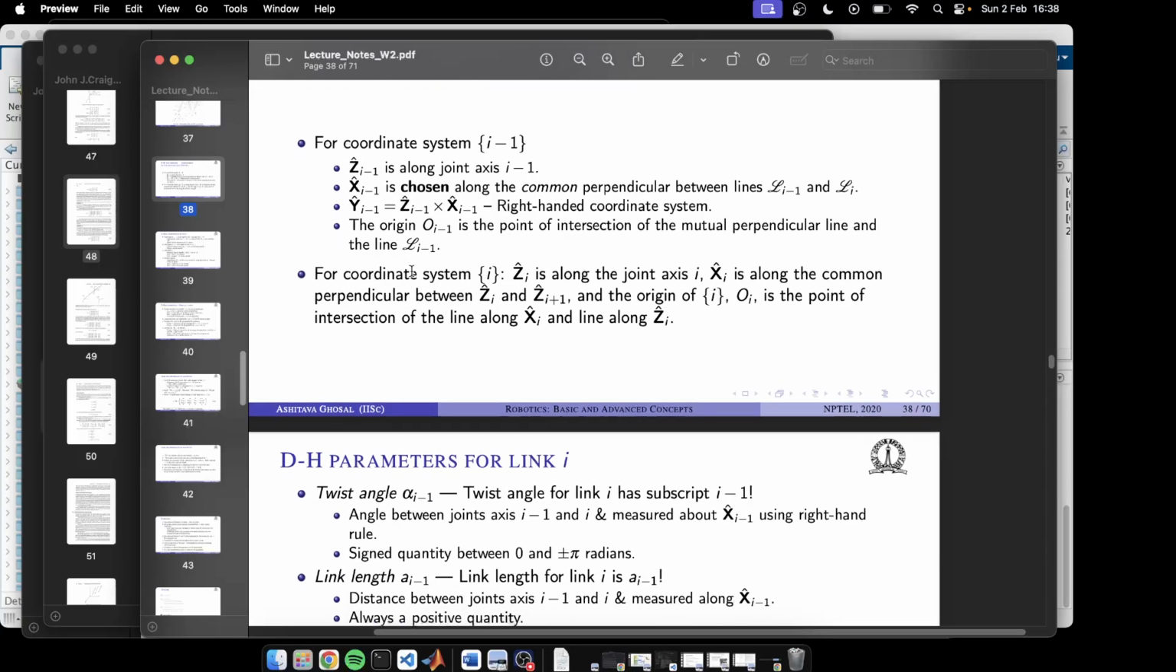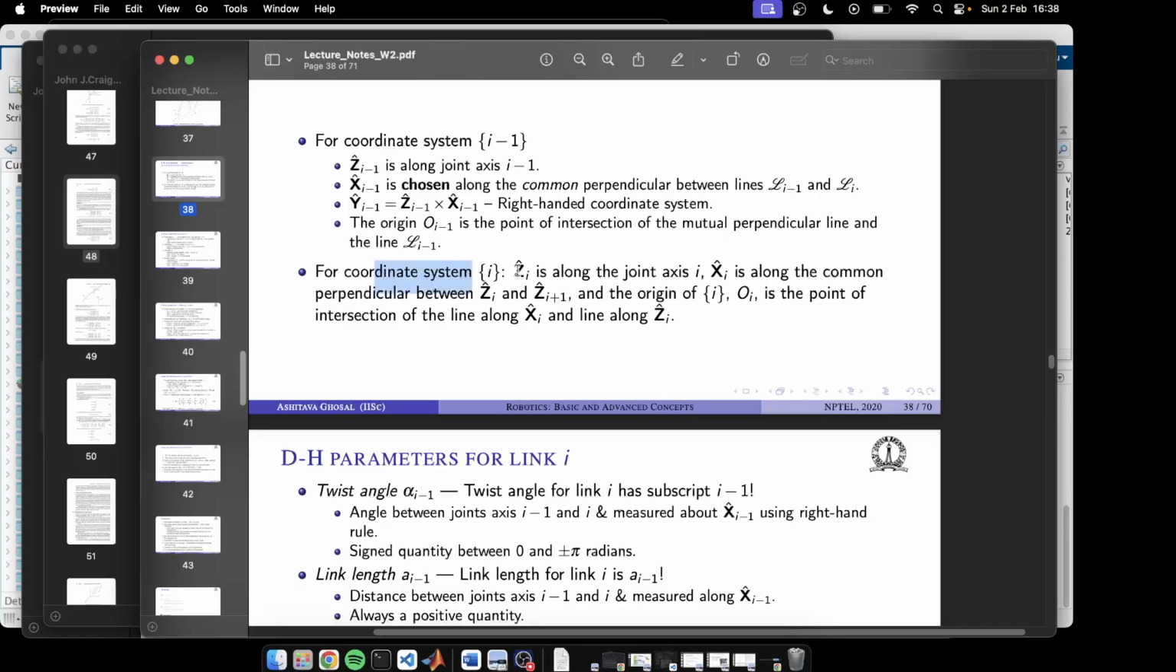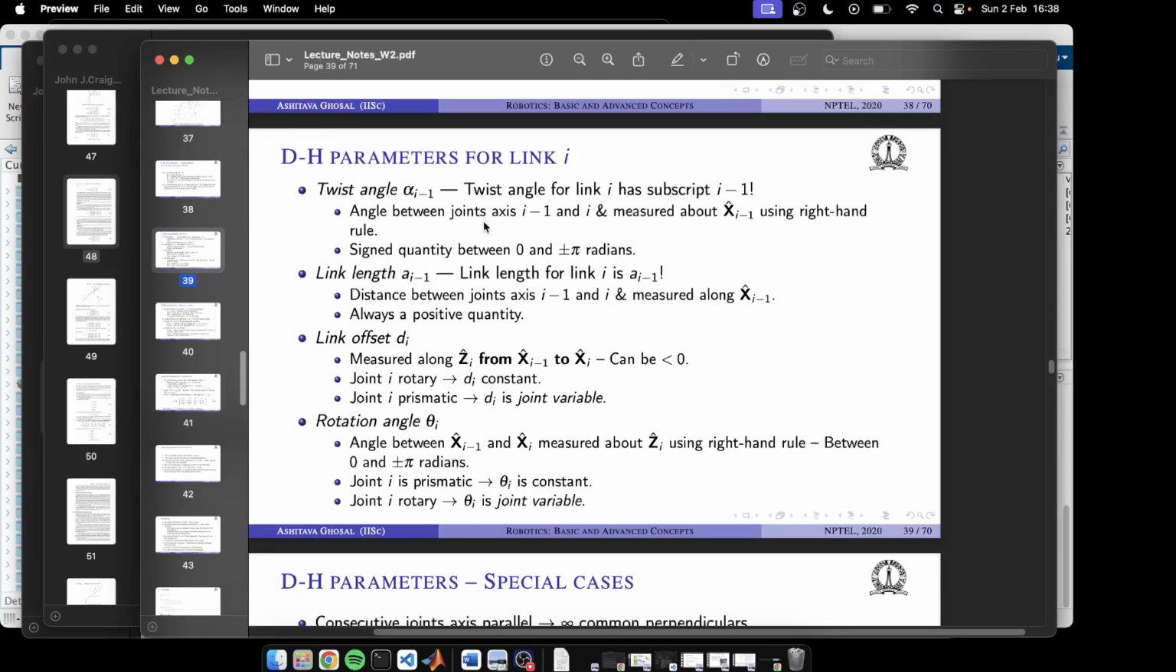Okay, so for coordinate system I, zi is along joint axis I, xi is the common perpendicular between zi and zi plus 1. Okay, and the origin of frame I, OI, is the point of intersection of the line along xi and the line along zi. So where xi and zi intersect, that is the origin of frame I. Right. Now there are four DH parameters, namely twist angle, the link length, the link offset, and the rotation angle. So these are the four quantities which we find out when we are writing the DH parameters for a system.